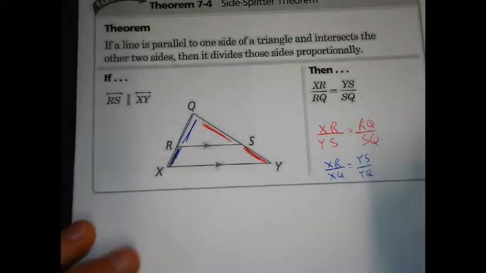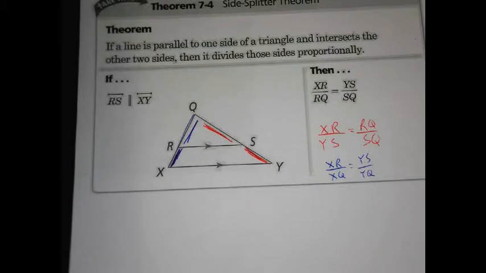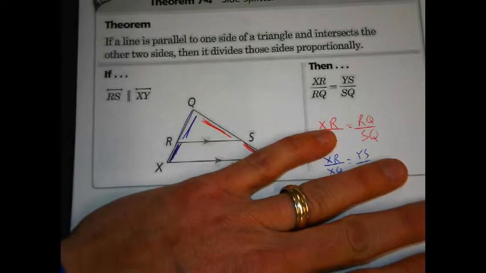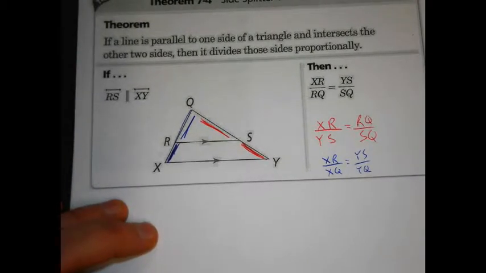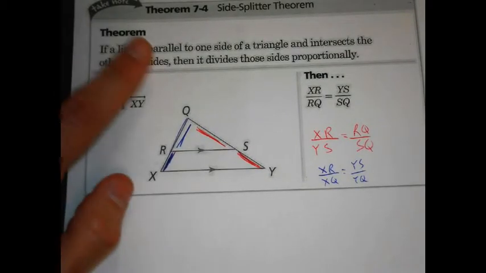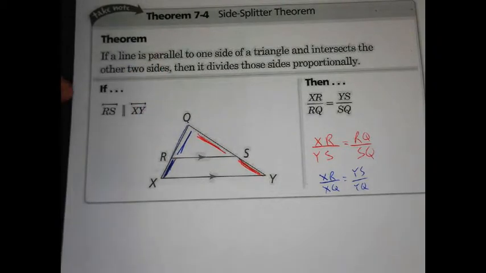All sorts of neat things that we can do to play around with this. You have to remember equivalent proportions. That is the key element. We can mess around with it all sorts of ways. And that is the side splitter. So if a line is parallel to a side of a triangle, we're going to have a lot of neat proportionality. Let's discuss some examples, shall we?